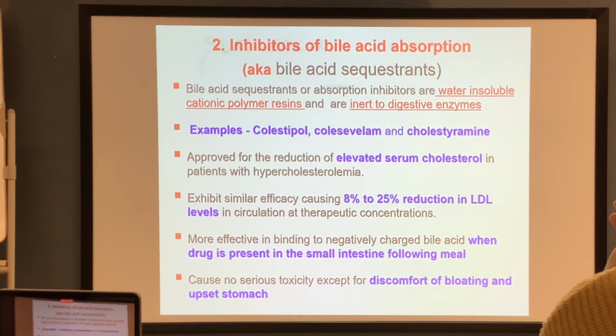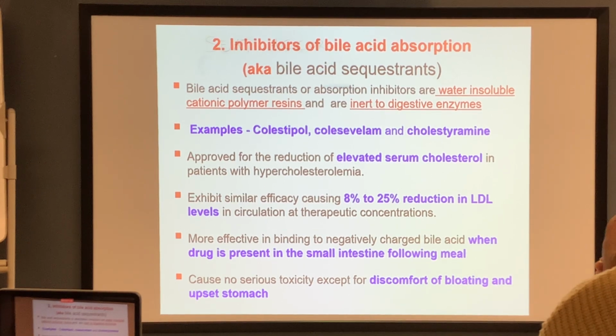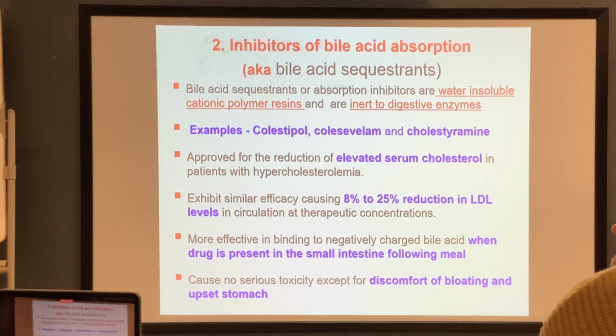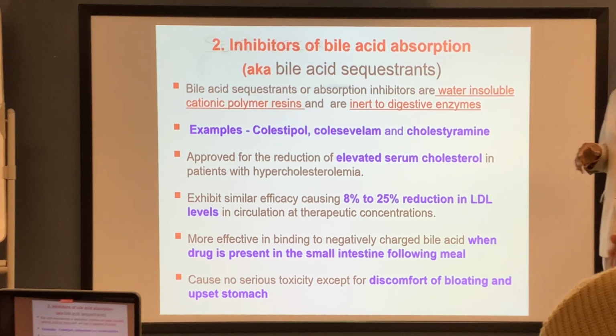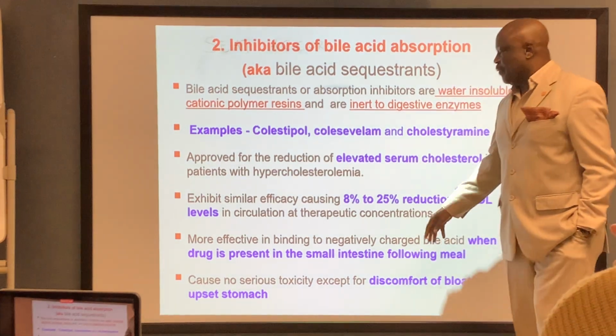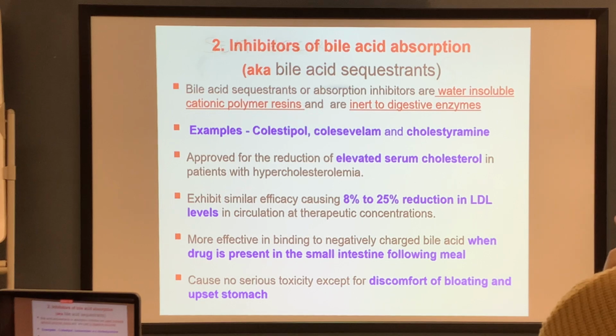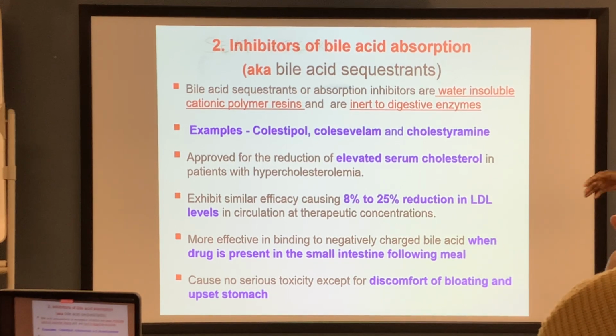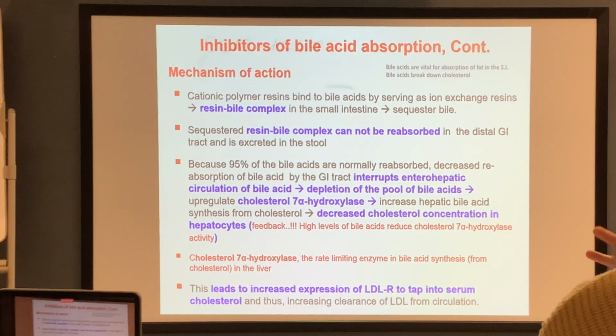Because they bind to negatively charged bile acid, they are much more effective when the drug is present in the small intestine following a meal. So when you find that certain drugs need to be given immediately after a meal, it's because of things like this. That's when they are the most effective. Unlike the statins, they do not cause serious toxicity except for some bloating and upset stomach. So they are generally very safe.